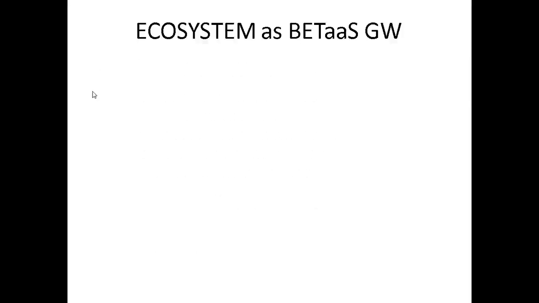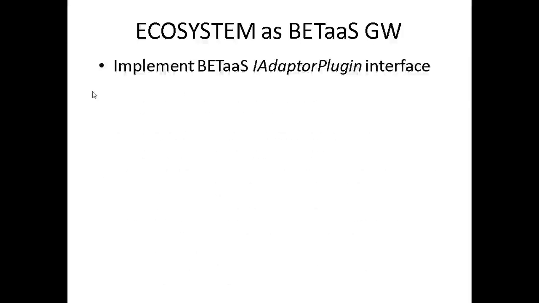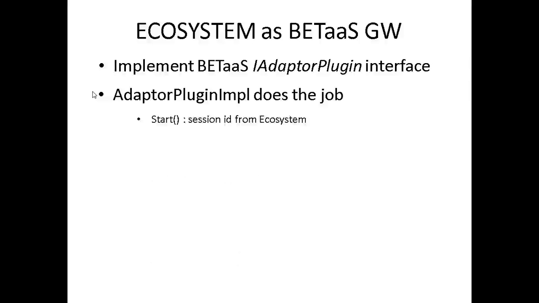Now, from the BETaaS point of view, we will show how to implement the iAdapter plugin in just a single Java class, the iAdapter plugin impl, let's say, for example, that will do all the job required for connecting with the ecosystem. First, the start method will get the session ID from the ecosystem, as we saw in the previous slide. Then the discover will be used in order to fetch the things, the actual devices from ecosystem, which will be transformed to things on the BETaaS side.